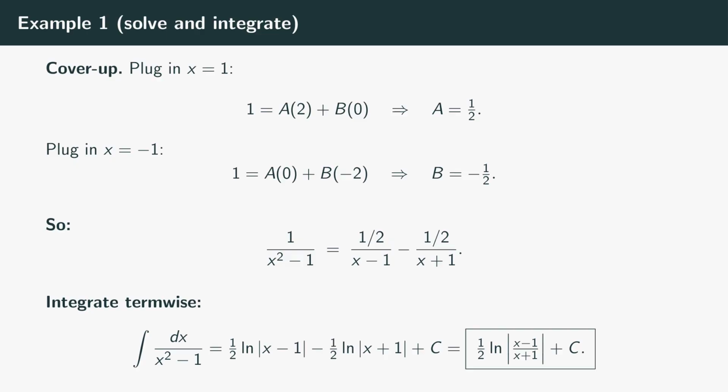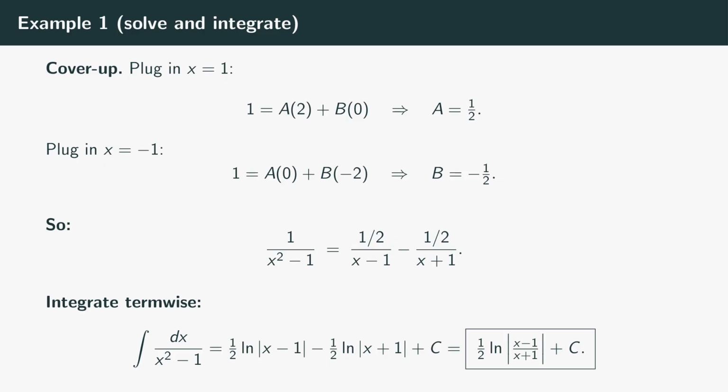The polynomial identity, 1 equals a times the quantity x plus 1 plus b times the quantity x minus 1, holds for every x, so we're free to pick convenient values. Plug in x equals 1. The b term has the quantity x minus 1, which becomes 0, so b vanishes. We're left with 1 equals 2a, so a equals 1/2. Now plug in x equals negative 1. The a term has the quantity x plus 1, which becomes 0, so a vanishes. We're left with 1 equals negative 2b, so b equals negative 1/2.